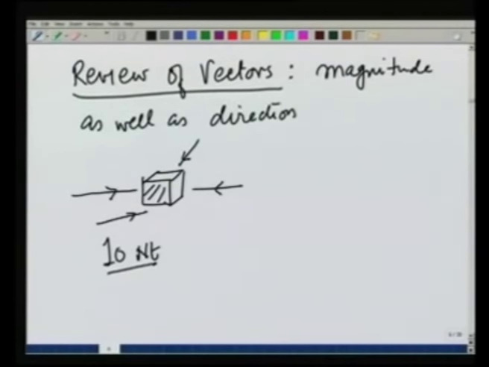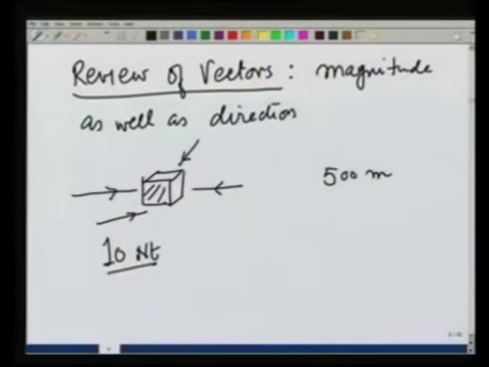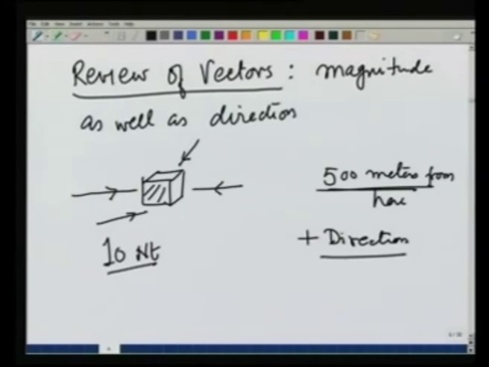Similarly, suppose somebody comes and asks you, where is your friend's house? And you say it is 500 meters from here. Again, it will be a meaningless statement unless you tell him that it is 500 meters to the east, to the west, to the north, to the south, southeast. So, a magnitude plus a direction is also needed. So, there are certain quantities for which you need the magnitude as well as the direction, and these quantities we are going to call vectors.